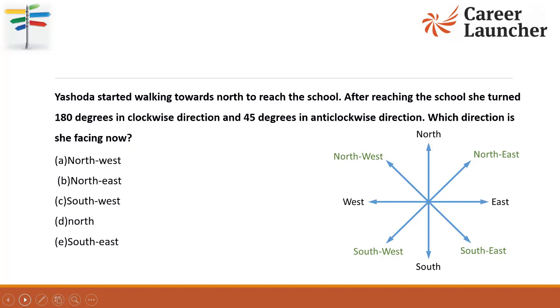Yashoda started walking towards north to reach the school. So the person is walking towards north. After reaching the school, she turned 180 degrees in the clockwise direction. So somebody who's walking north, if they take a 180 degree turn in the clockwise direction, would now be facing south. Then she takes 45 degrees in the anti-clockwise direction, and she would now be walking in the southeast direction. So our answer should be southeast here.